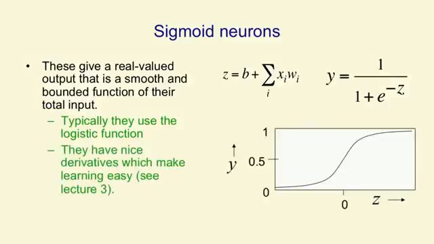So the input-output function looks like this. When the total input is 0, e to the minus 0 is 1, so the output's a half. And the nice thing about a sigmoid is it has smooth derivatives. The derivatives change continuously, and so they're nicely behaved, and they make it easy to do learning, as we'll see in lecture 3.